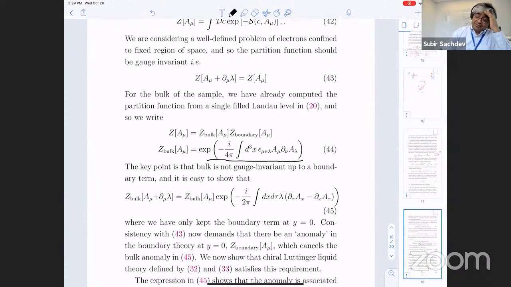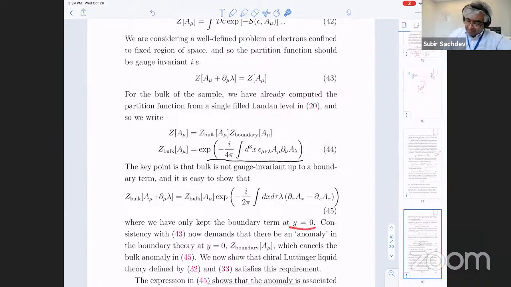Okay. And now comes the key point, and this is the anomaly. So this Chern-Simons theory is anomalous, at least on any finite region with an edge. And the reason is that if you do a gauge transformation of this, as I mentioned last time, the bulk contribution is gauge invariant. But to establish that the bulk contribution is gauge invariant, you have to do an integration by parts. And whenever you do an integration by parts, there's a surface term.